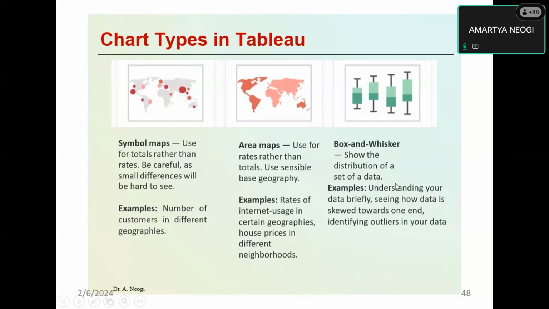Box and whisker chart shows the distribution of a set of data, and an example is understanding the data, seeing how data is skewed towards one end, and identifying outliers in the data.